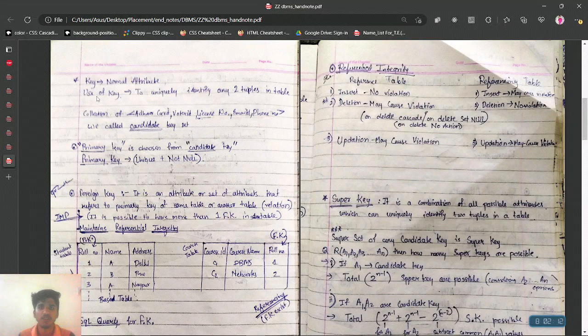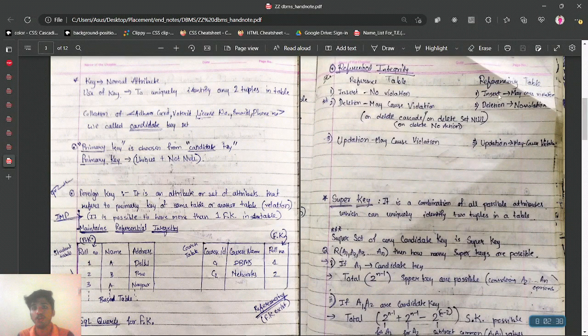Now, during insertion, first of all, this is called the reference table. We have the primary key here, and the table in which that primary key acts as the foreign key is called the referencing table. The reference table will not cause any violation if we insert a new tuple, but the referencing table may cause a violation.